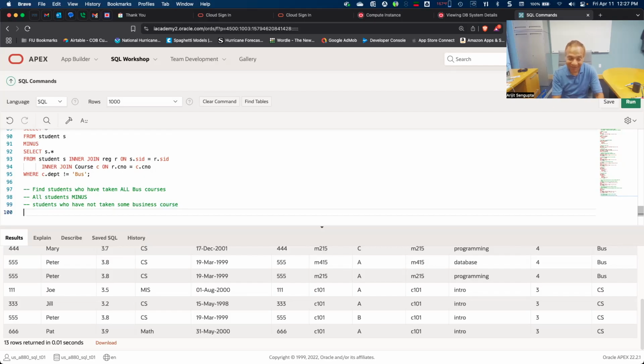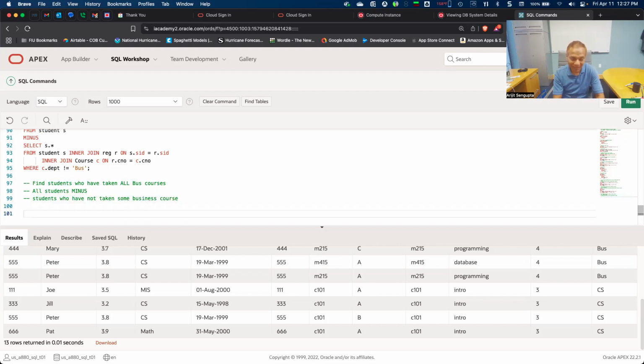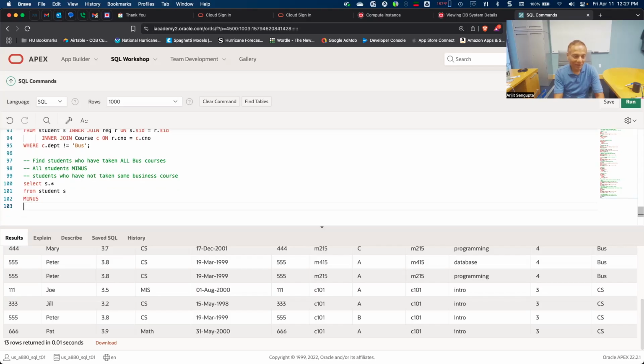That could get complicated. So ideally, if you have a minus and a minus, I suggest that the second query try to use a not in or something like that. That makes it a little easier to understand. So all students minus, I want to find the students who have not taken some business course. So let's get that some business course.